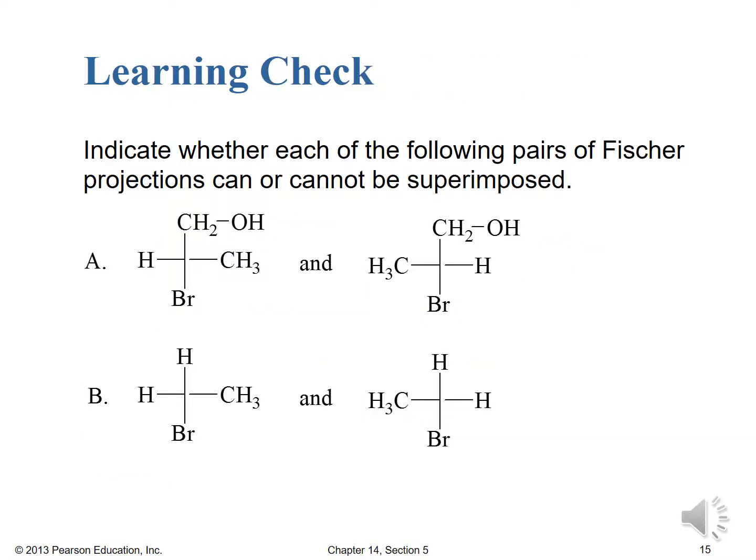Okay, so here we have another learning check. In this learning check, you're asked to indicate whether each of the following pairs of Fischer projections can or cannot be superimposed. So for A and B, go ahead and determine whether they can or cannot be superimposed. And then once you've made those determinations, start us back up. We'll see how you did.